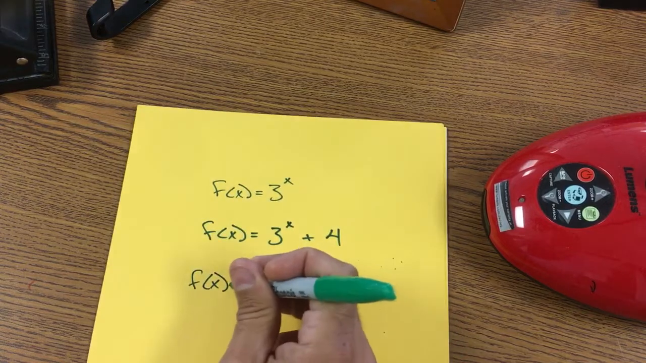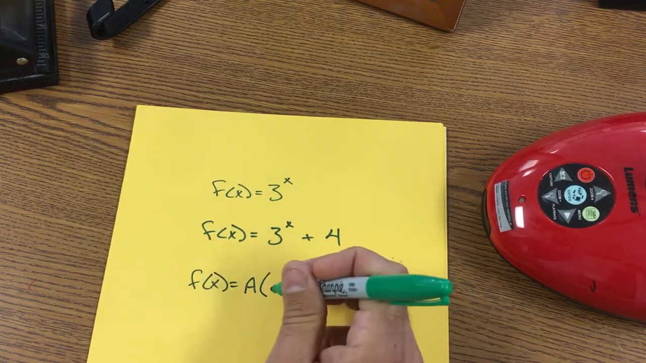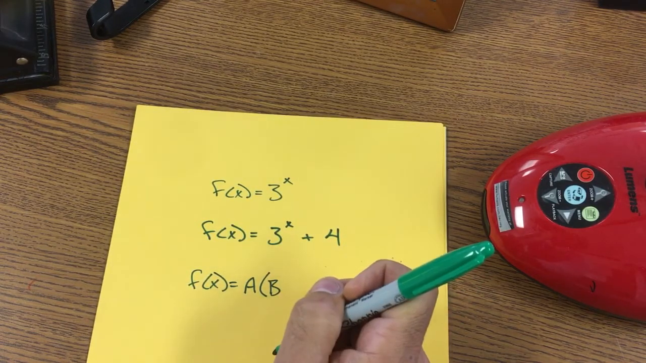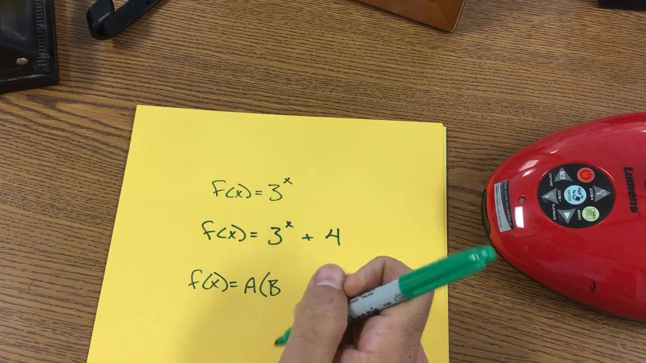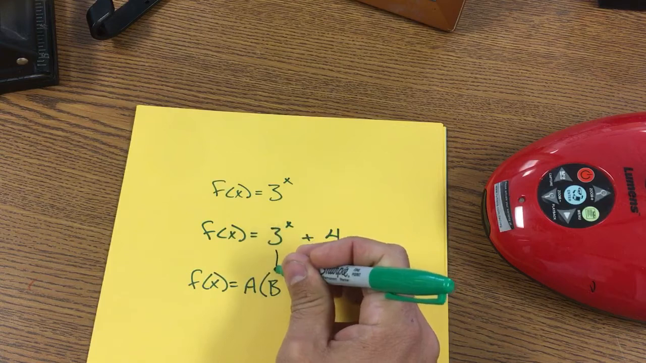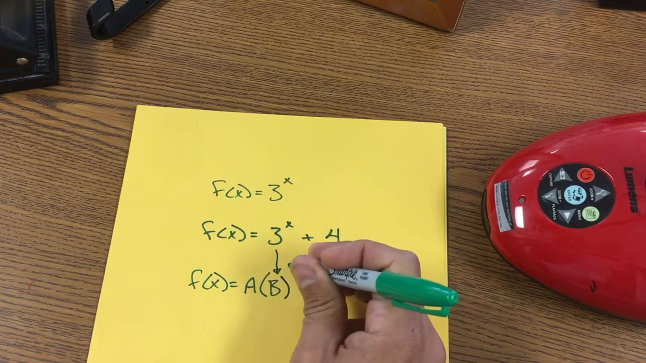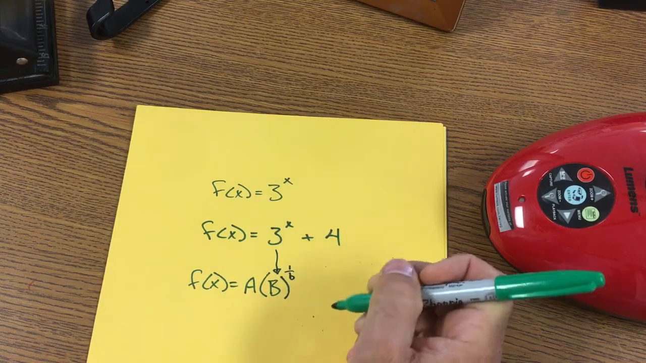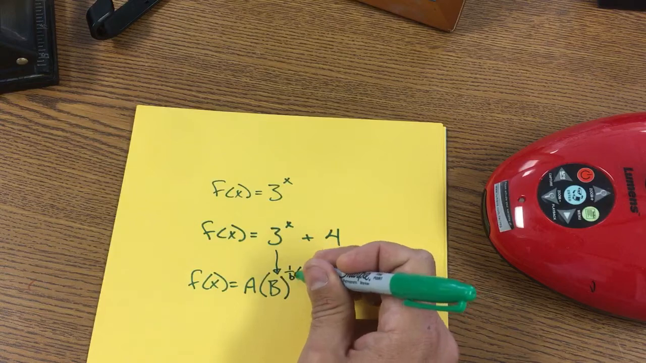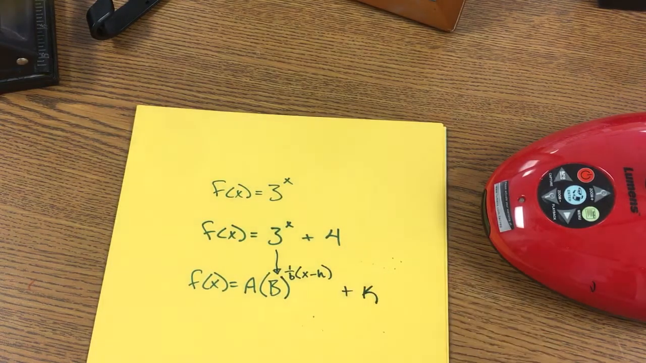We're going to say A is in the front, and then this number, I'm going to put B again. This is going to be a little bit confusing. The B is like the 3, okay? And then it's going to be to the power of 1 over, I'm putting little b. That's the b that we did before that does my horizontal stuff. X minus h, and then plus k.